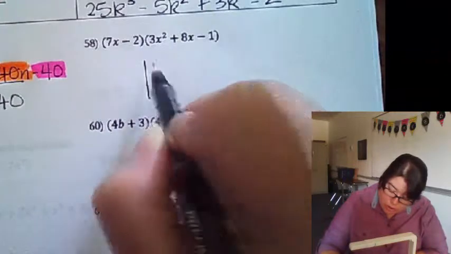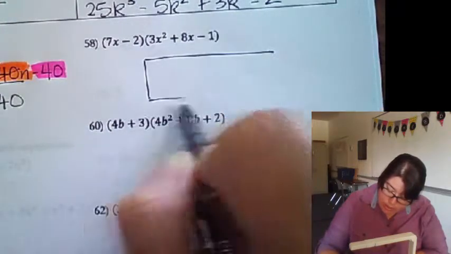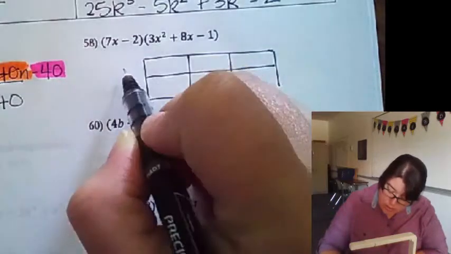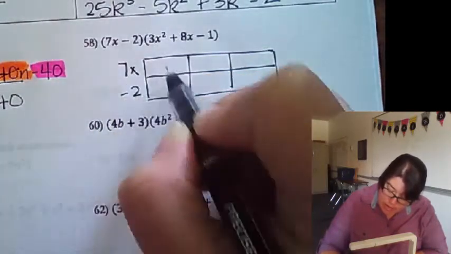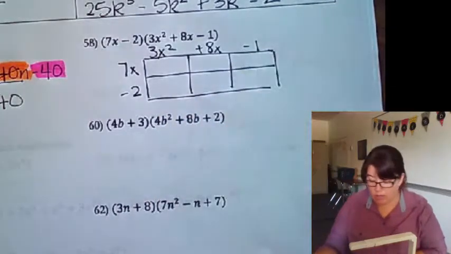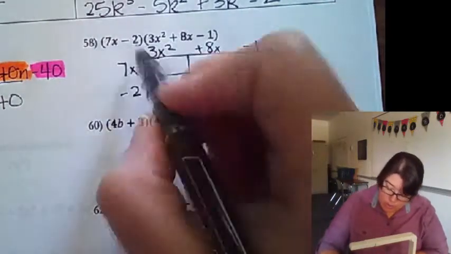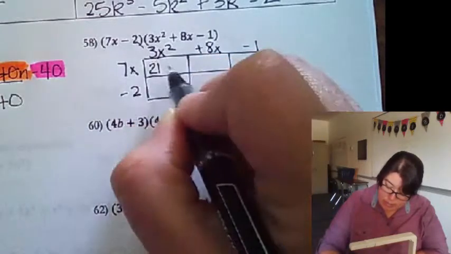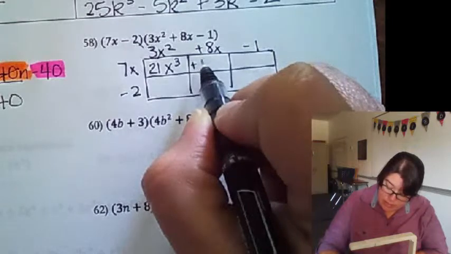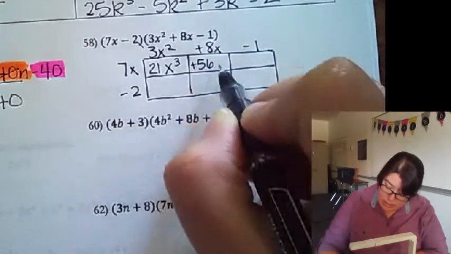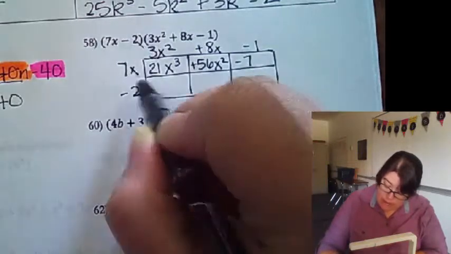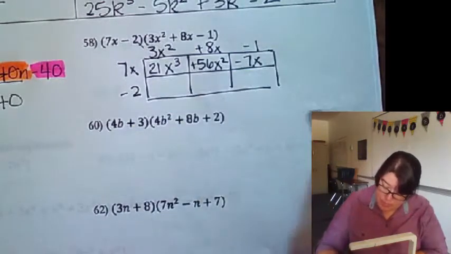Now let's try one using the box method. So we're going to have a 2 by 3. So 7x minus 2 goes on the side, 3x squared, positive 8x, and negative 1 goes across the top. So 7 times 3 is 21, x times x squared is x cubed. 7 times positive 8 is positive 56, x times x is x squared. 7 times negative 1 is negative 7, and x times no variable is just x.